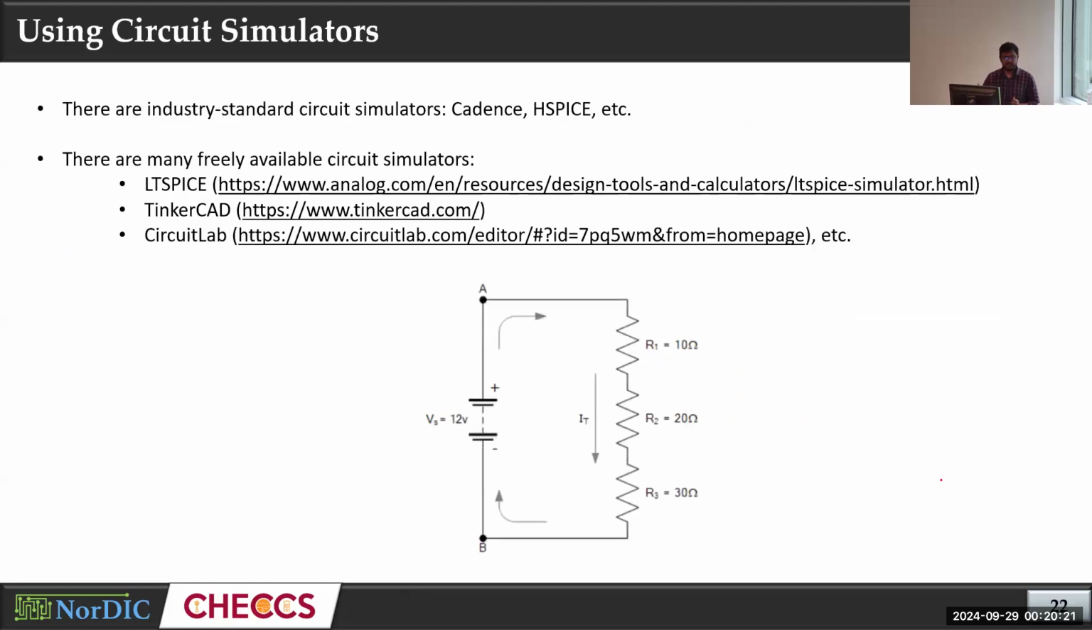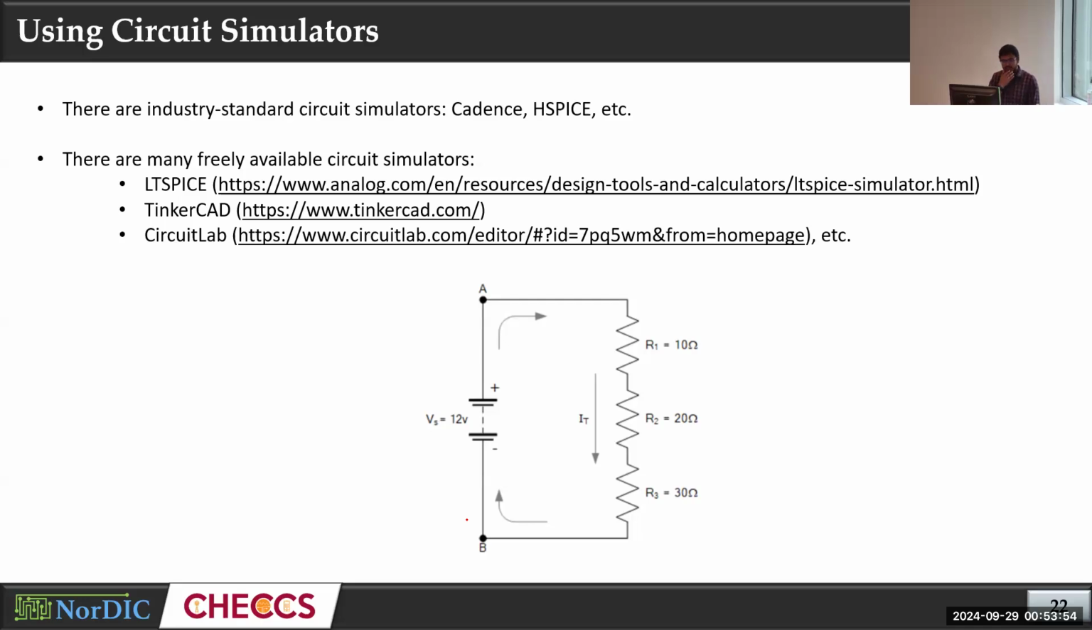Okay, then we can have that break, and after that we'll continue. As I mentioned, I will now discuss how we can use simulators, the tools developed for circuit simulation or solving, and how we can use them.